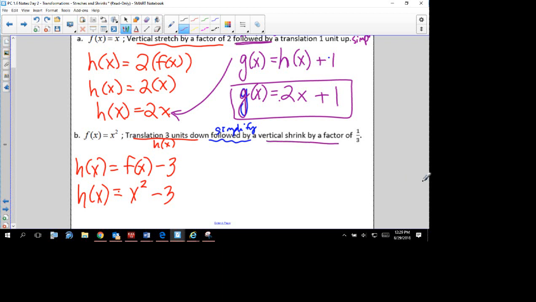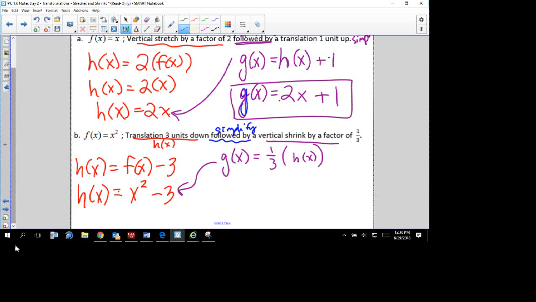So now we're going to look at the second part, which is a vertical shrink by a factor of 1/3. So my g of x has a vertical shrink. Where does vertical go? On the outside of the function. So we're going to do 1/3, but I'm going to use that from h of x. I'm going to do 1/3 of the h of x function, because I'm just going back one step. So it's 1/3 of that h of x function.